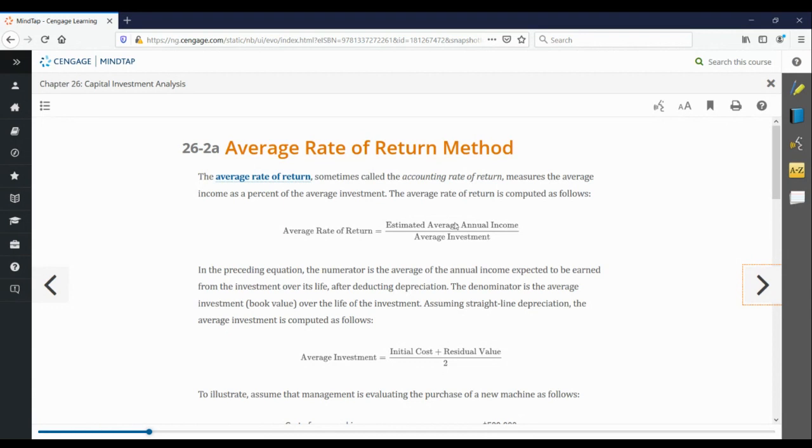We're going to find the estimated average amount of annual income first, and then we're going to divide that by the average investment. So this formula right here is really 2 formulas in one. You're going to have to determine how to come up with the estimated average annual income, and you're going to also have to come up with the average investment before you can determine the average rate of return on the investment.